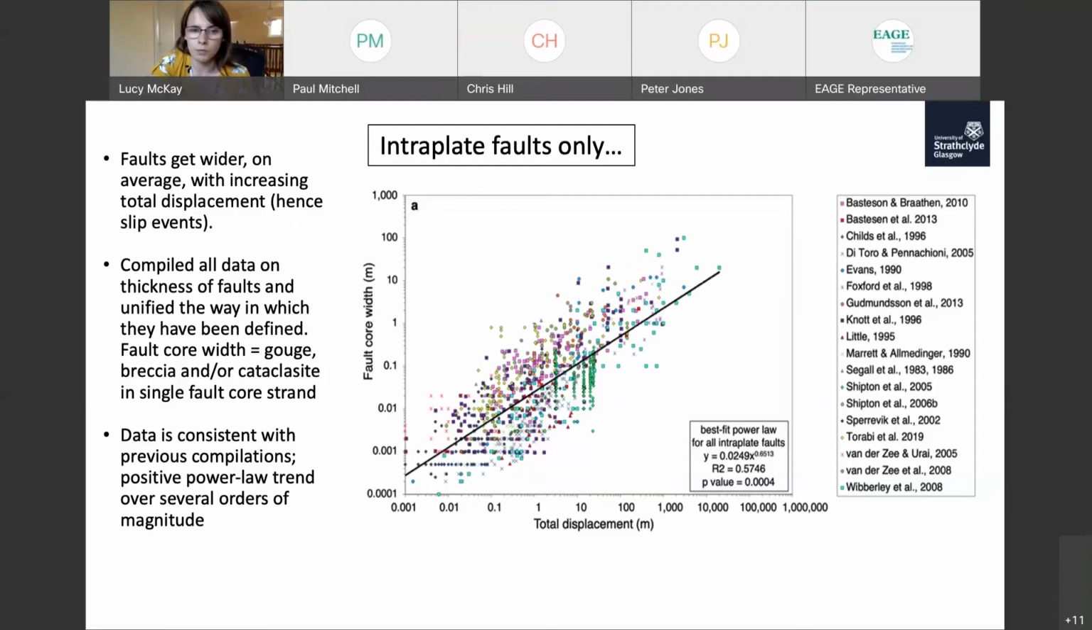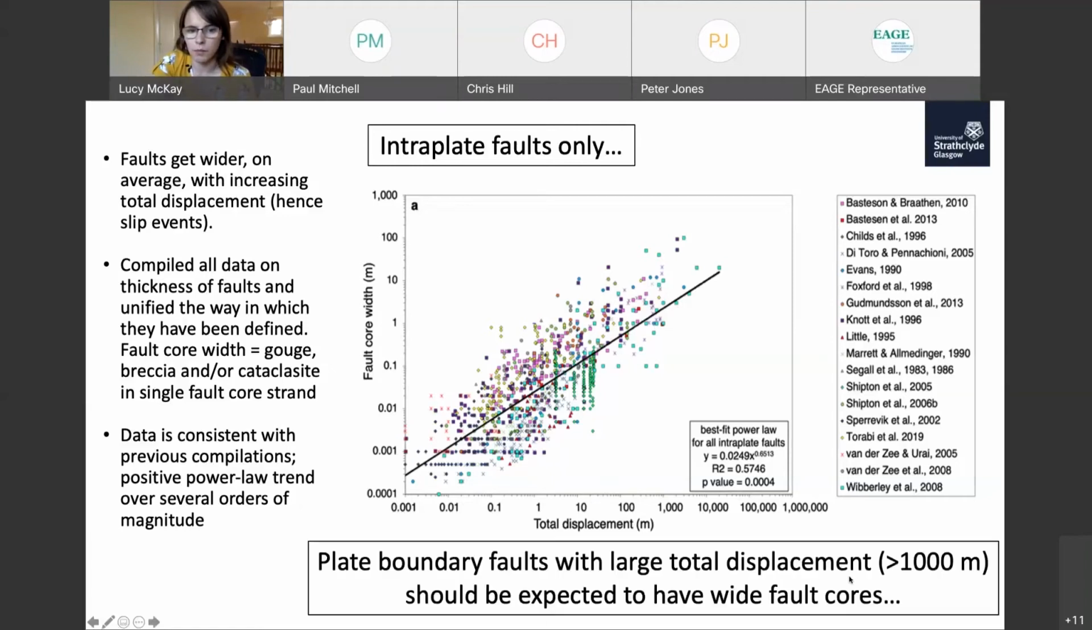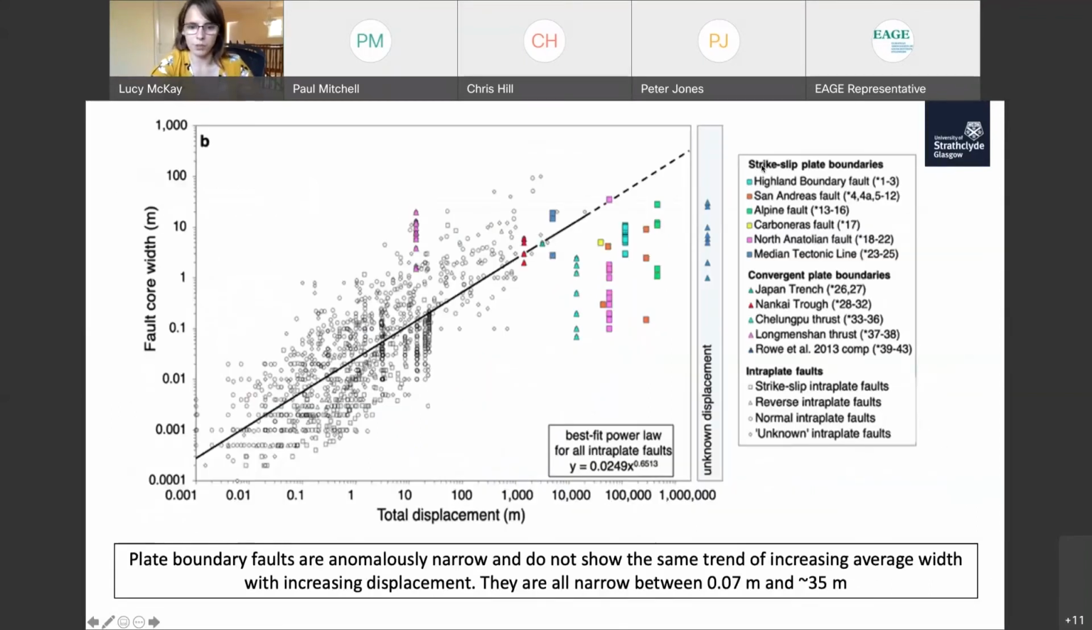So this is my compilation of data, and it shows that intraplate faults do get wider on average, the fault core width gets wider on average as the fault gets bigger. And on this trend line, plate boundary faults have very large displacement, so you'd expect the fault cores to be very wide. But as I've shown in the Highland Boundary Fault, it can be as narrow as 3 meters. So plate boundary faults actually don't fit this trend.